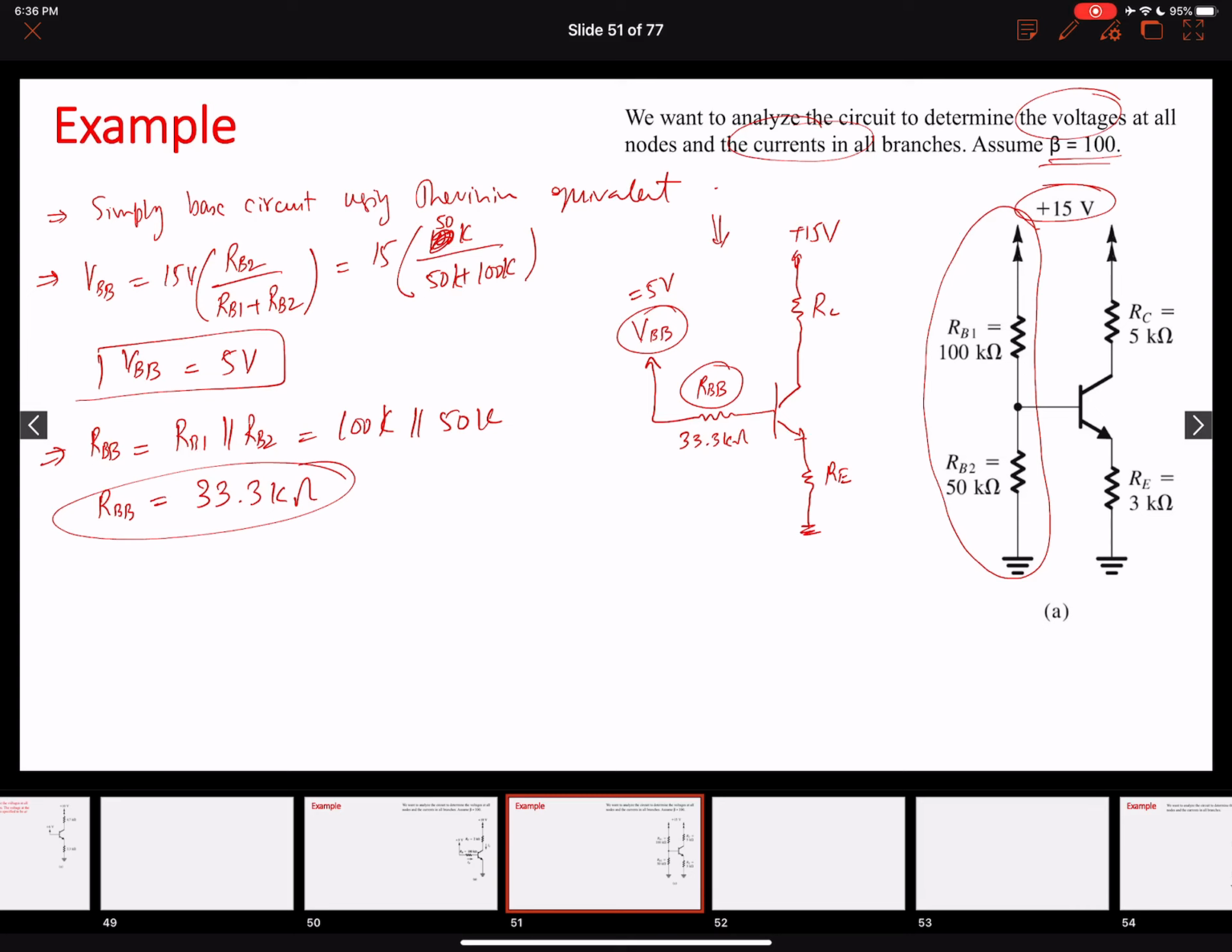Okay, now what we will do is make an assumption of an active region operation, and then at the end of the day we are going to verify whether this transistor is indeed operating in the active mode or not, right? So let us start by assuming active BJT operation region.